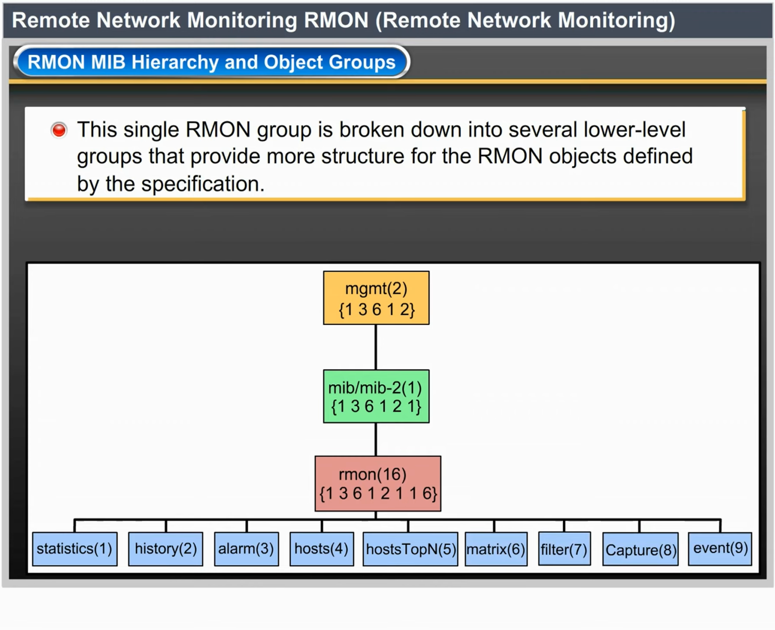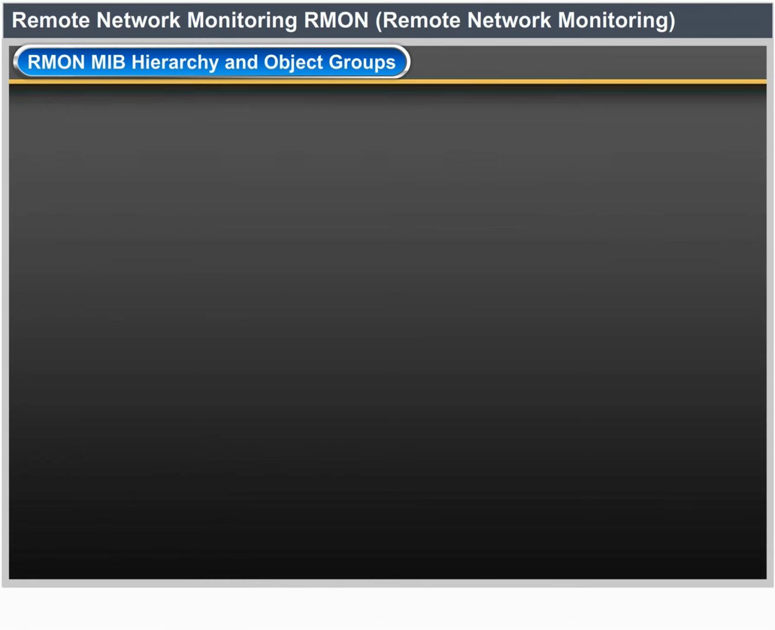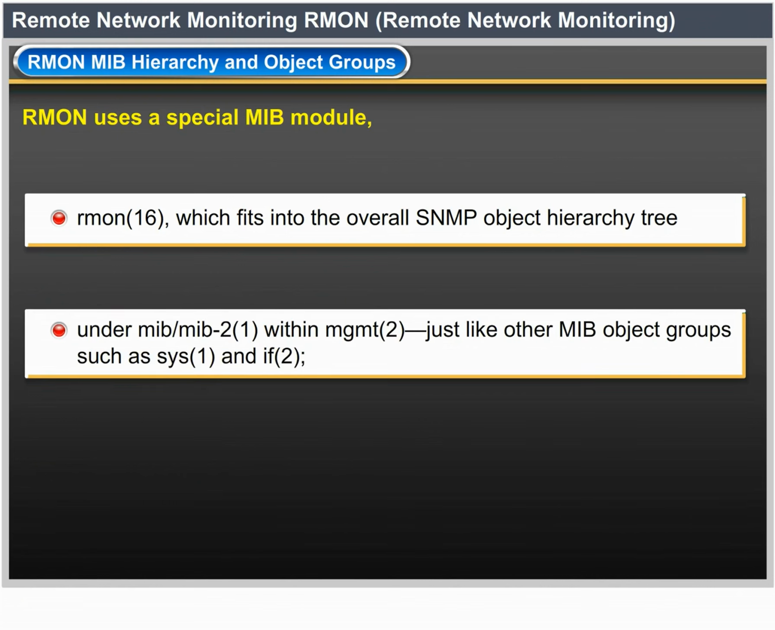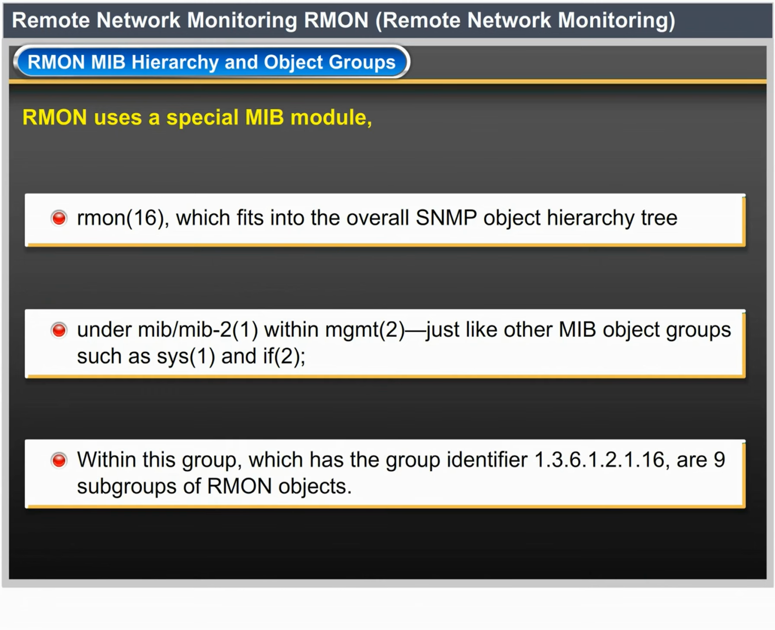RMON uses a special MIB module, RMON 16, which fits into the overall SNMP object hierarchy tree. Under MIB/MIB-2.1 within MGMT2, just like other MIB object groups such as SYS1 and IF2. Within this group, which has the group identifier 1.3.6.1.2.1.16, are 9 subgroups of RMON objects.